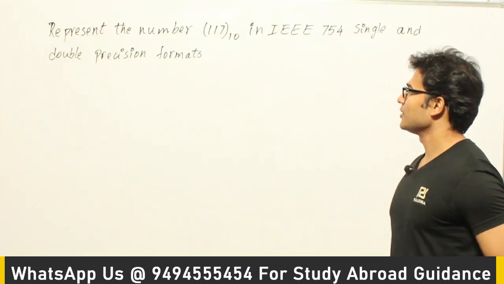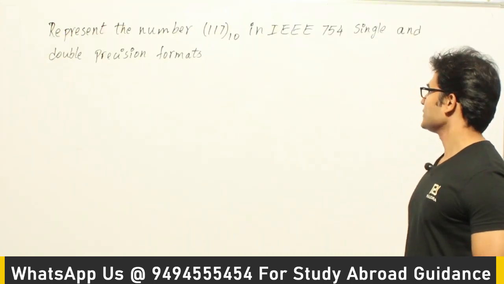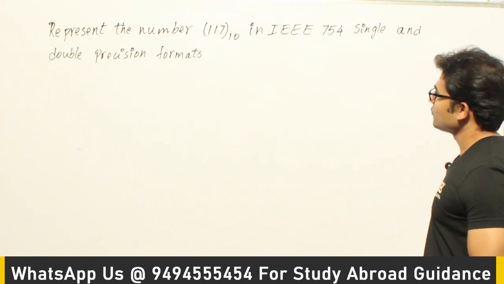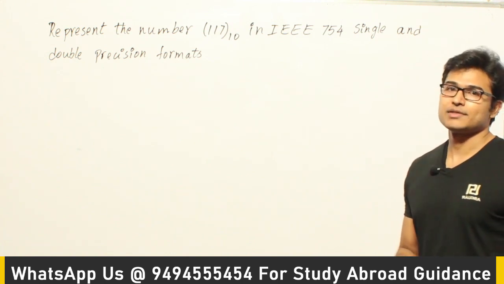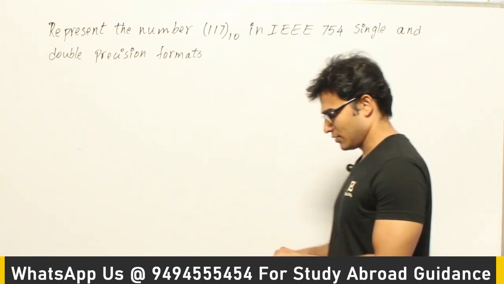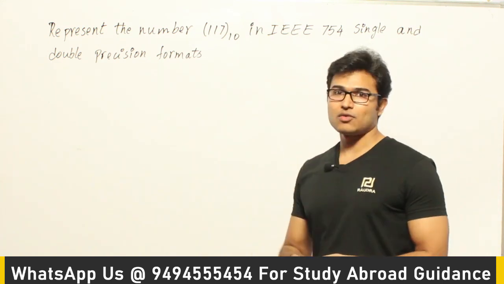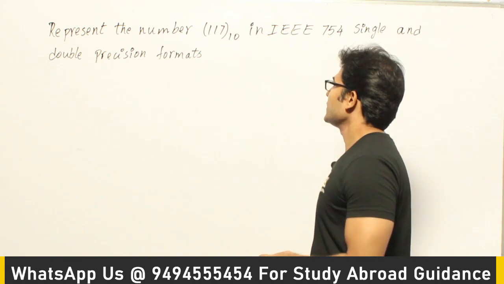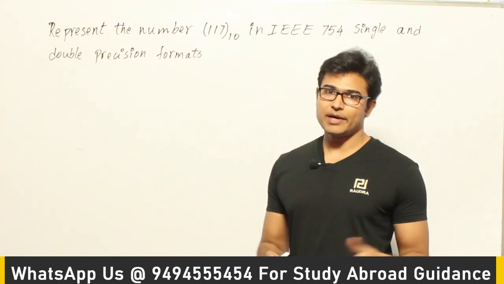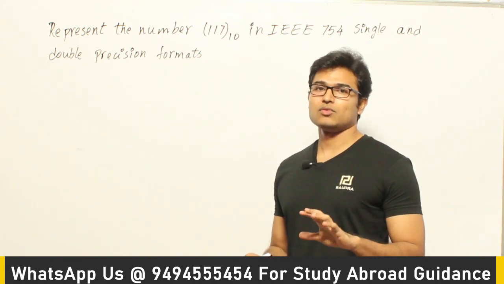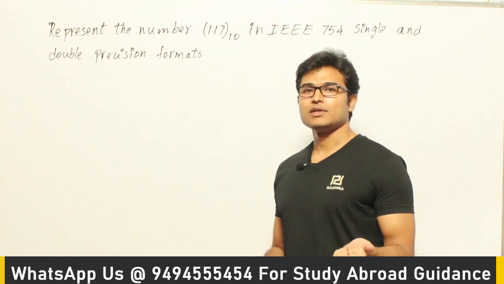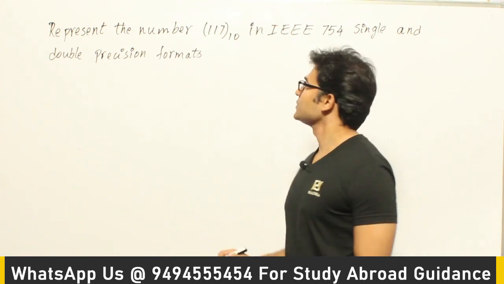Let's see this example. Represent the number 117 base 10 in IEEE 754 single and double precision formats. So we have to write how this number looks when represented in single and double precision. First let's convert this number into binary and then get it into implicit normalization form so that we can represent it in both the formats, right?